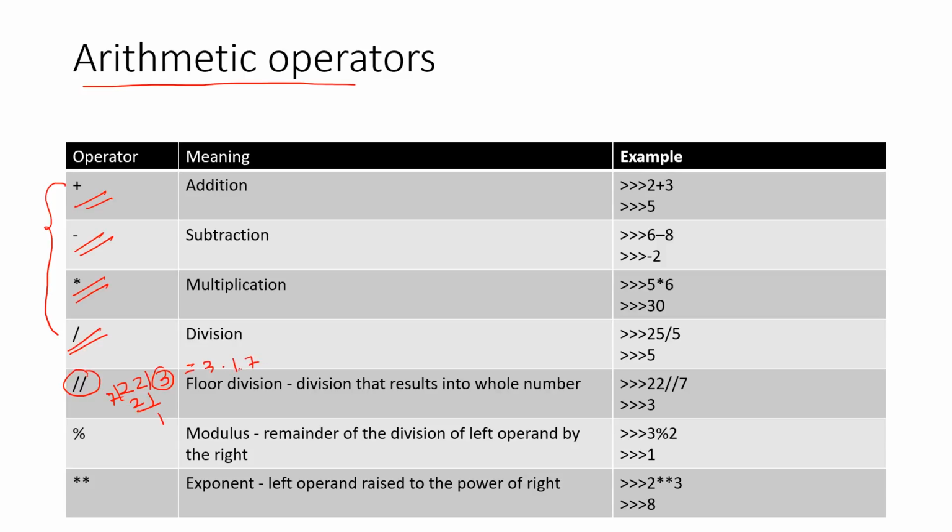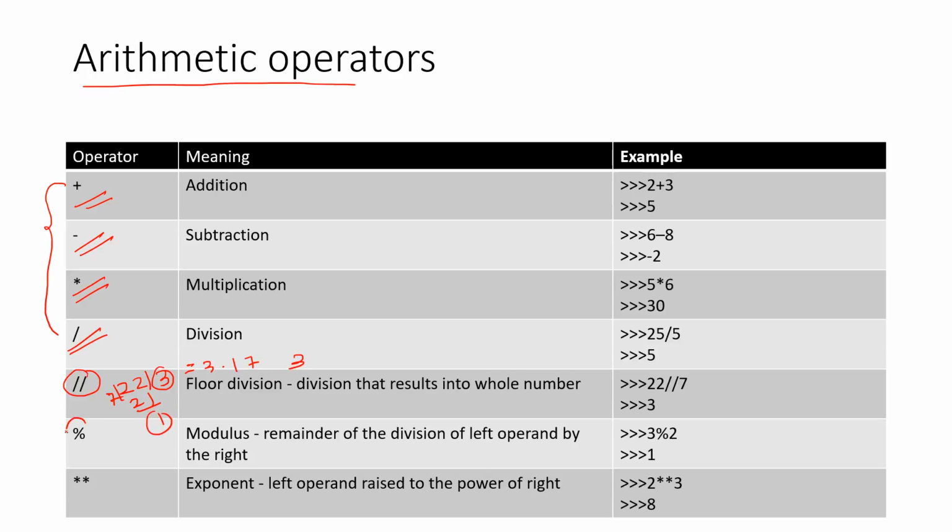Floor division will round it down, or floor the fractional number down to the lowest whole number, and in this case it's 3. So 3.17 becomes 3. Even if it is 3.9, it will become 3.